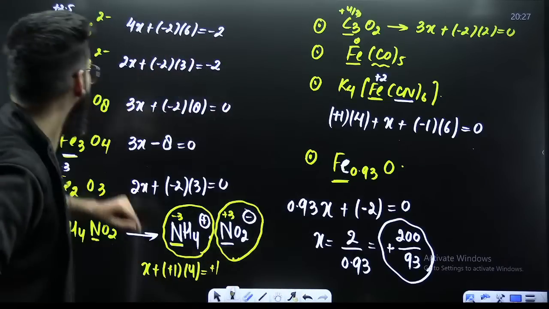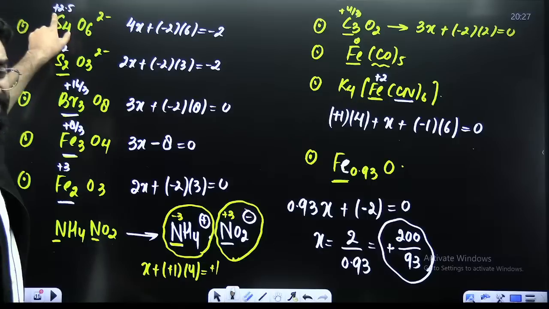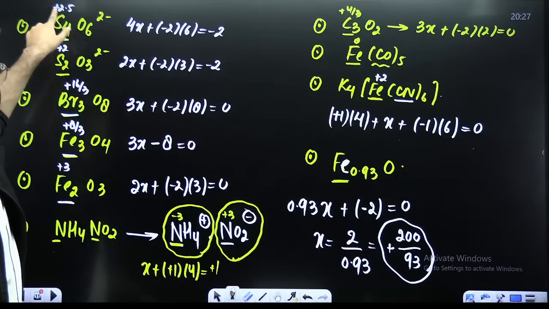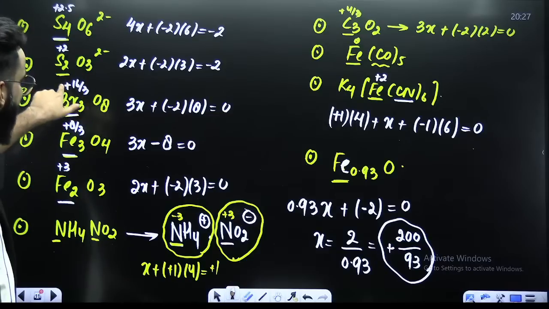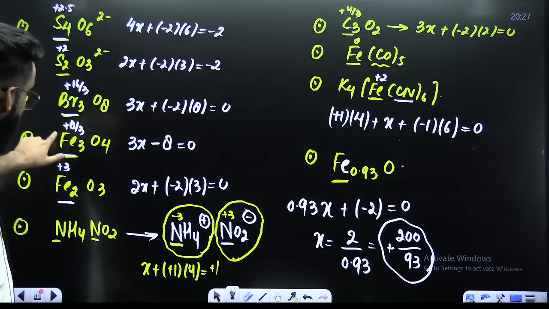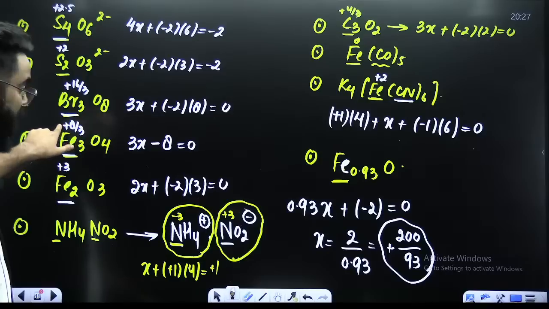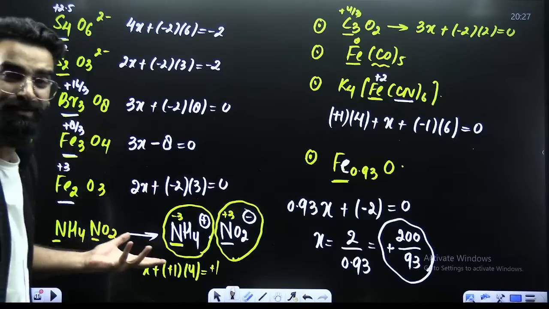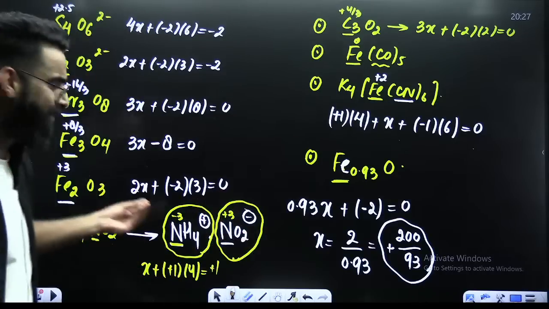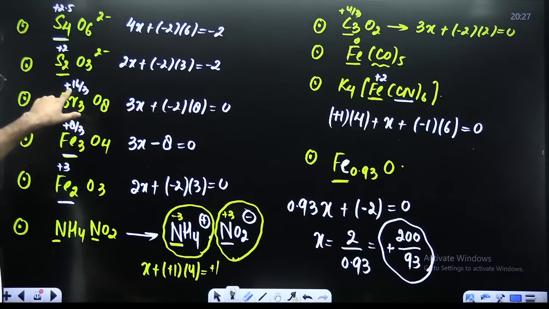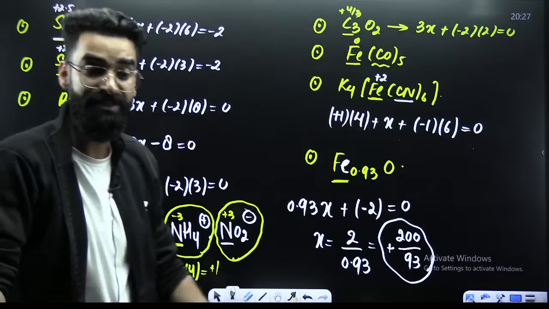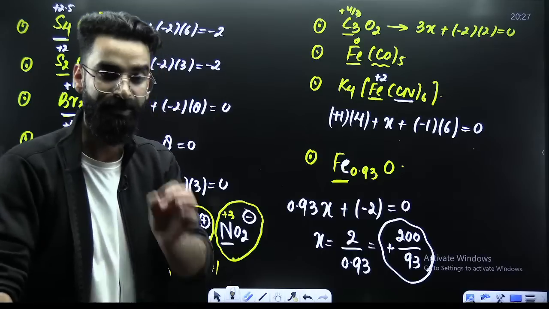But over here, if you look carefully, the charge present on one sulfur atom came out to be +2.5. The charge present on one bromine atom came out to be +16/3. The charge on one iron atom came out to be +8/3. What does it mean? Does it mean charge present on one iron atom is +8/3? Does it mean charge present on one bromine atom is +16/3? No, that's not possible.